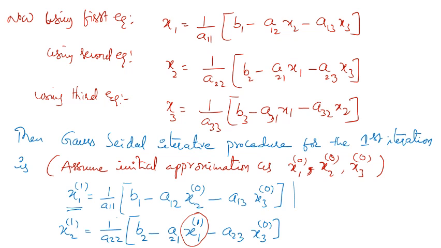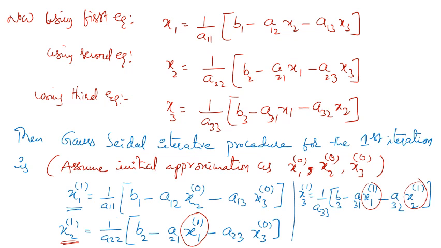And I will write here itself, x3 at first iteration is 1 by a33 of b3 minus a31 times x1, which I know at first iteration, and similarly a32 times x2, now I know x2 at first iteration. This is the change between the Gauss-Jacobi method and the Seidel method. In the Gauss-Jacobi method, what is the idea? First iteration values are obtained by replacing 0th iteration values directly, but here we are using updated values subsequently. That is why the Gauss-Seidel method is called the successive replacement method. This is the first iteration.